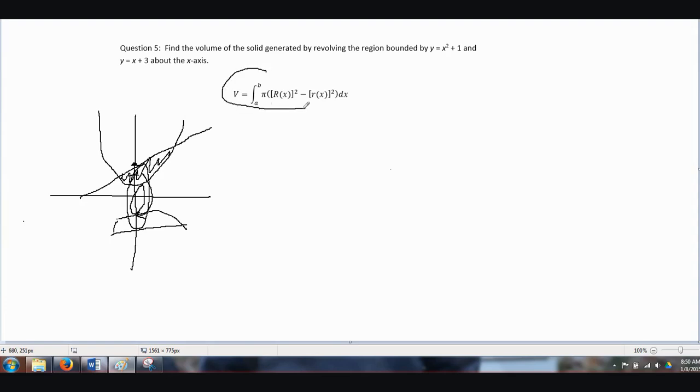So remember, here is our formula for how we use the washer method. And the first thing we want to do is find our limits, our a and our b, and that's going to be from this x value up to this x value. So another way of thinking about that, it's the two intersection points of these curves. So we're going to find where x squared plus 1 intersects with x plus 3.